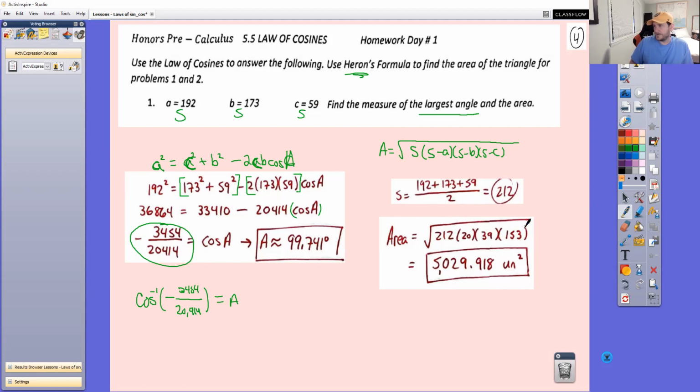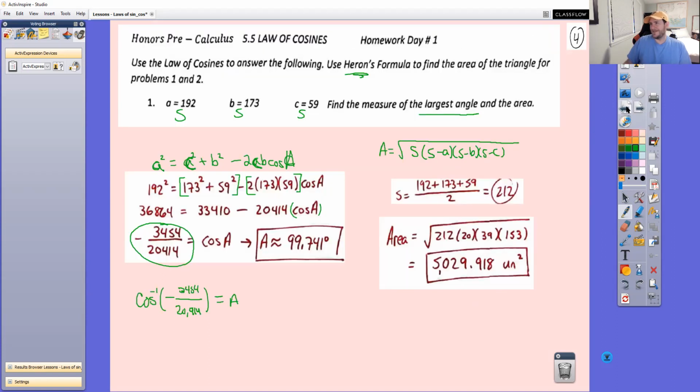And then you'll take the square root of that, and you'll get a smaller number, still kind of a big one. You get 5,029.918 square units. It's area, so you give me square units. But that's it. That's how you do number one. And number two is very much the same, but we'll do it together.